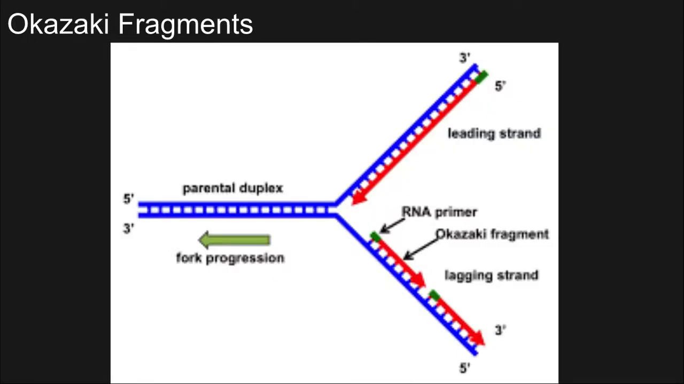Okazaki fragments. Okazaki fragments are short, newly synthesized DNA fragments that are formed on the lagging strand during DNA replication. They are opposite to the lagging strand, together forming short double-stranded DNA sections that are eventually connected to complete the full strand.